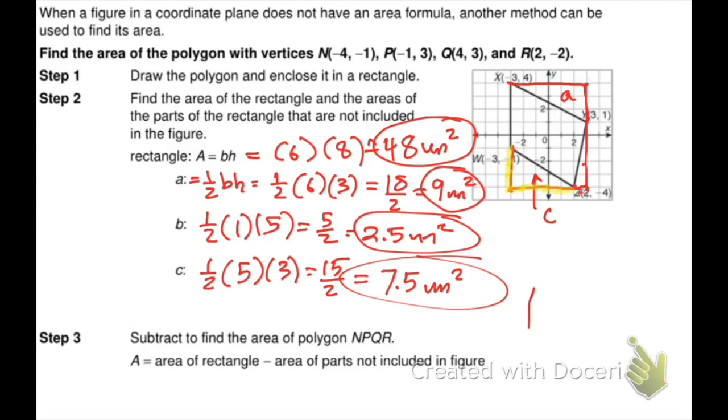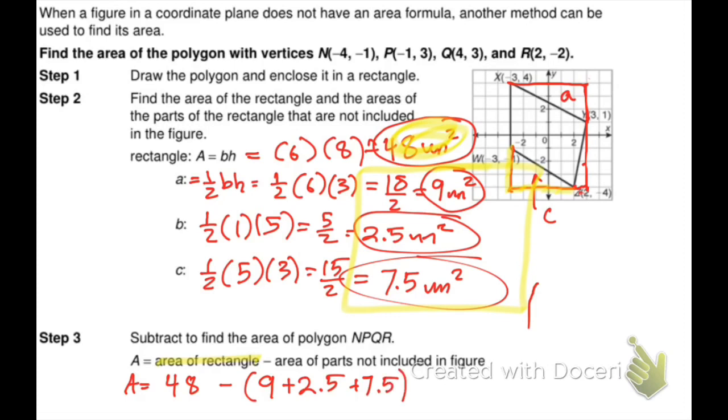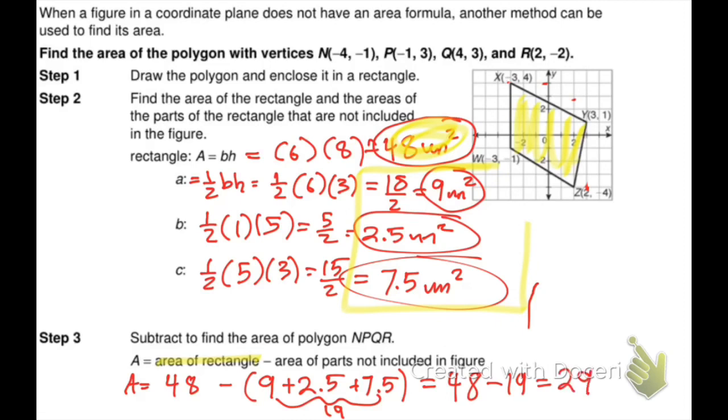So to solve for the total area, I'm going to take the area of the rectangle, which is 48. I'm going to subtract the total added area of the 3 triangles, those 3 numbers right there. So 9 plus 2.5 plus 7.5. So I'm going to take away all these triangles and be left with only the area of the initial polygon. So I get 48 minus 19, all these add up to 19, which gives me the total area of 29 units squared. And there you have it.